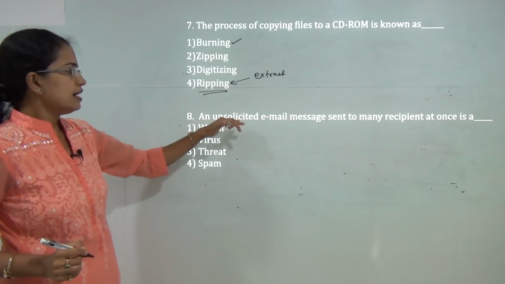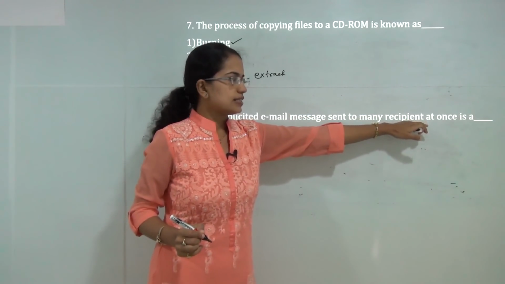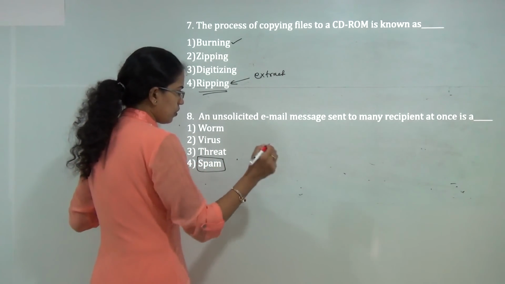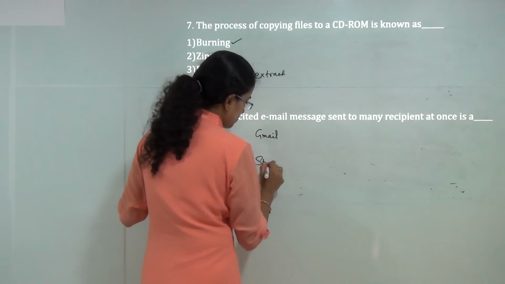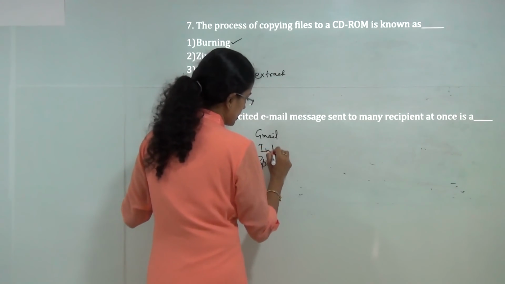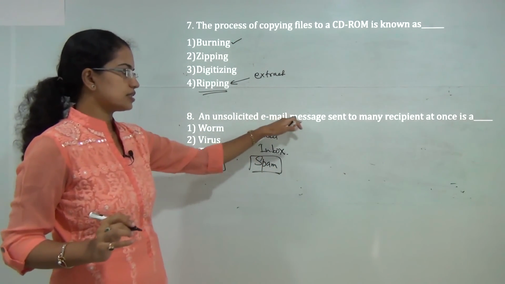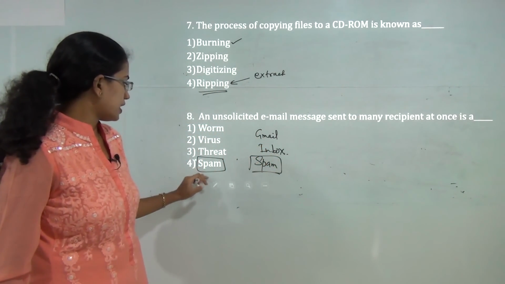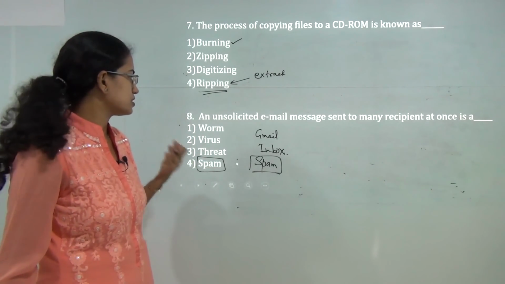The next is, unsolicited email messages sent to many recipients at once is known as spam. So if you go on to your Gmail or your inbox, you would see a dedicated spam folder. You would have inbox, and then you would have spam, and this spam pertains to all the unsolicited emails that are sent to many recipients all at once. So the correct answer is spam, and most of these questions were based on direct terminologies. There was nothing much elaborate about it.